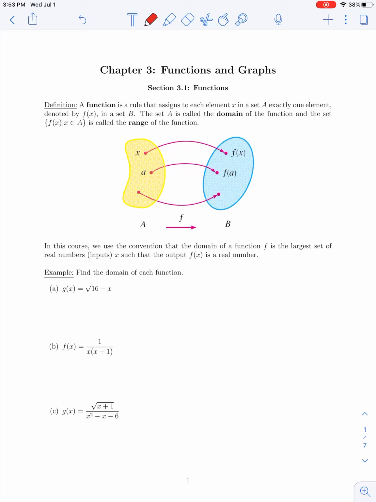So in this first section of Chapter 3, we're going to talk about functions, which are sort of the building blocks for calculus. So let's start by defining what is a function. Well, a function is defined as a rule that assigns to each element x in some set A exactly one element, which is denoted as f of x, in a set B.